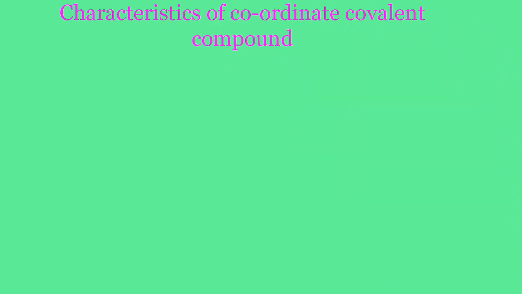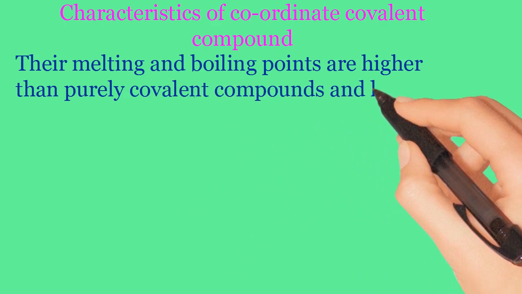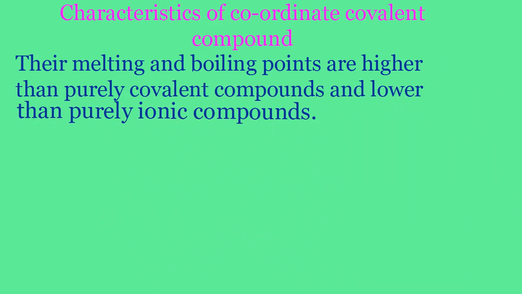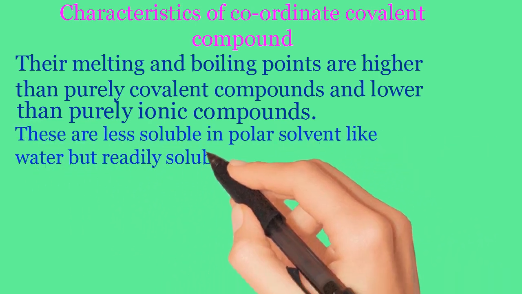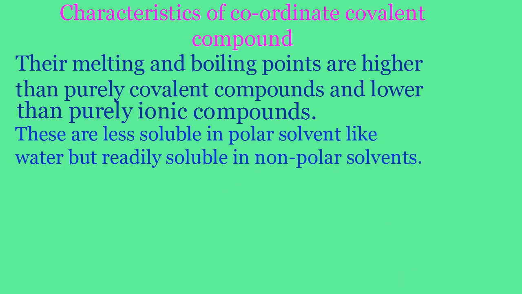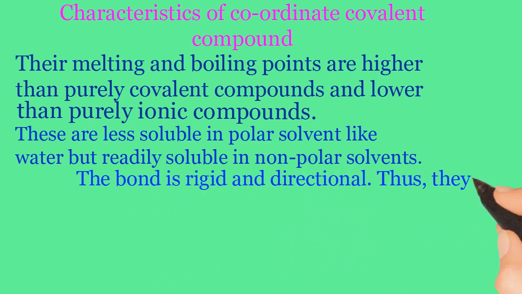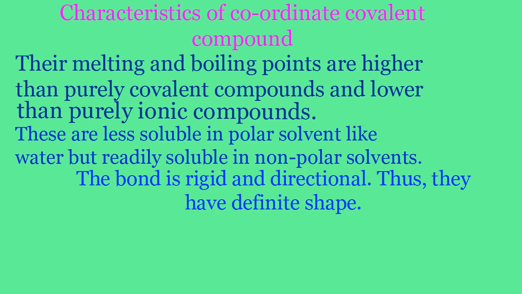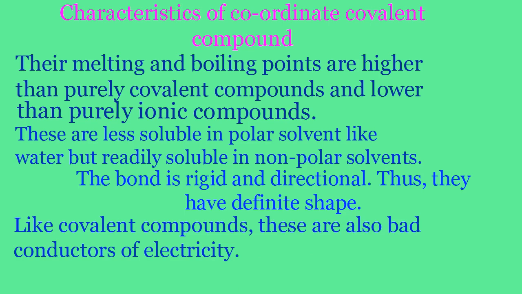Characteristics of coordinate covalent compounds. Their melting and boiling points are higher than purely covalent compounds and lower than purely ionic compounds. These are less soluble in polar solvents like water, but readily soluble in non-polar solvents. The bond is rigid and directional. Thus, they have a definite shape. Like covalent compounds, these are also bad conductors of electricity.